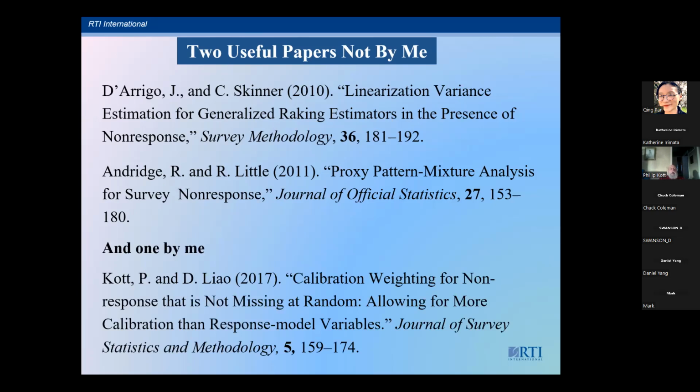And then there's one paper by me, which is a paper I wrote with Dan Liao. It's in the Journal of Survey Statistics and Methodology. It talks about the theory behind this, when there could be more calibration variables than response model variables. And one of the things I discovered is that what I was trying to fit is a model with non-response only a function of the y variable. So I used sort of a y and a y hat.